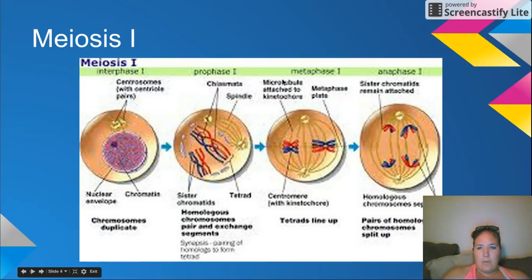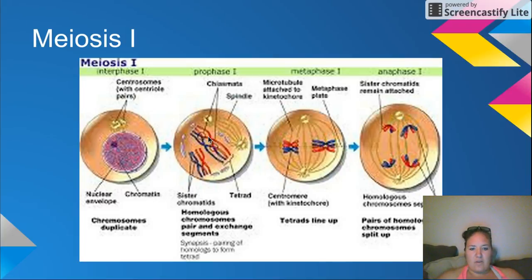So this is a little bit blurry, but just bear with me. So in interphase right here, the chromosomes start to duplicate, so all of a sudden you have all this extra genetic material. And then you move into prophase, where the homologous chromosomes pair and exchange segments, and this is called crossing over. But this is where the chromosomes are condensed and the spindle apparatus is starting to form.